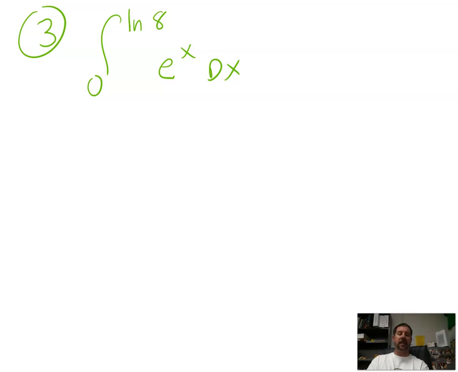Okay, my first step is to take the antiderivative of this function. So the antiderivative of e to the x is e to the x. Take the derivative to make sure: the derivative of e to the x is e to the x. So yay, that works out. I want to evaluate it from 0 to ln of 8.